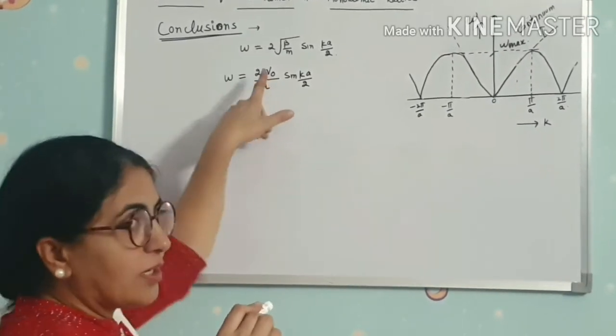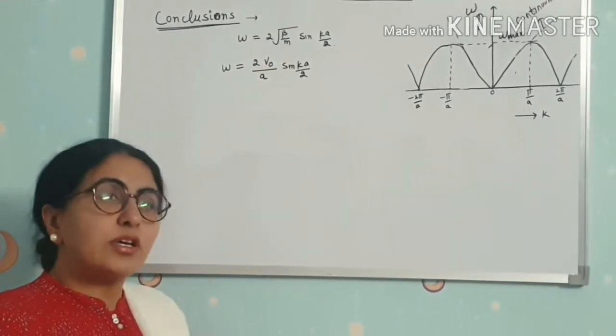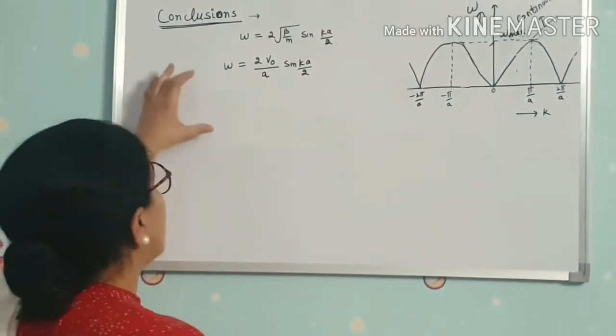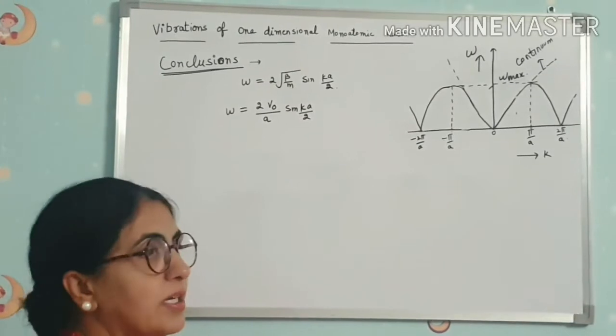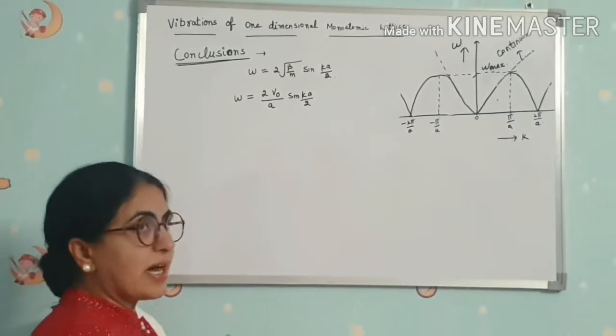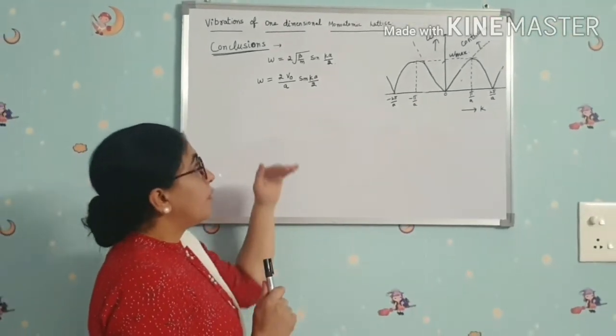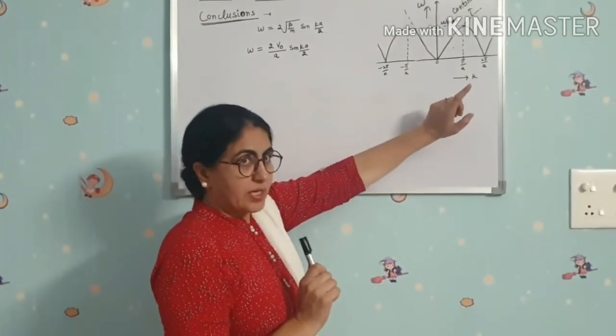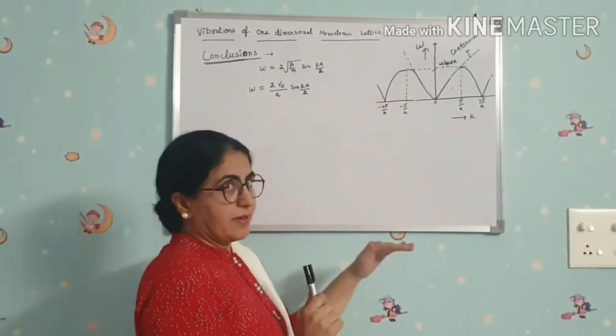Then what is v naught? V naught is also a constant, and that is the velocity of sound in a solid. Clear? So this is our derivation, which is called the dispersion relation. Now in this lecture, we will draw a graph between omega and k, and discuss this graph.